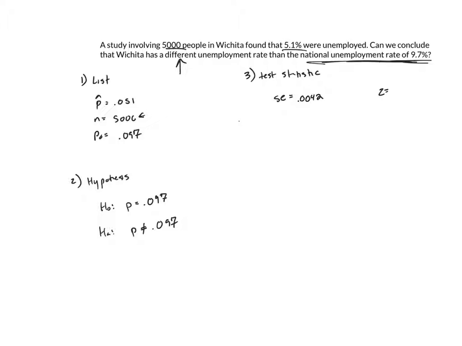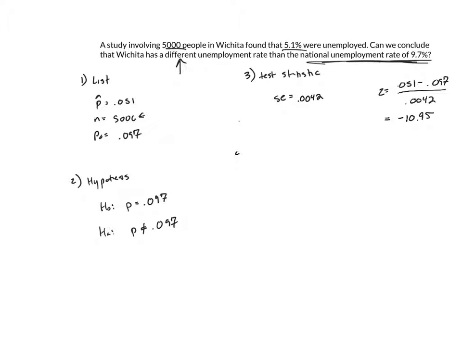Now I've got that, I need to go ahead and find my z-score. My z-score is always my actual, which is 0.051, subtracting off my expected, 0.097, divided by my SE. I'm keeping 4 decimal places here because I'm dealing with proportions. Having done this, my z-score will be negative 10.95.